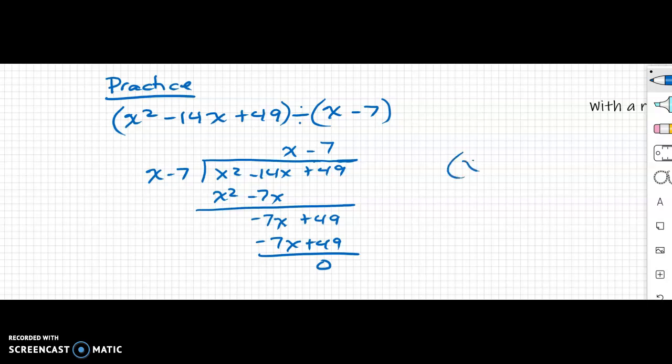So I was dividing by x minus 7, and I found x minus 7. So those were my two. If I made it into a multiplication problem, it would be this times this equals this, or this times this equals this. So in fact, if I multiply this, I do get minus 14x plus 49. So that's a good way to check it if you're unsure.